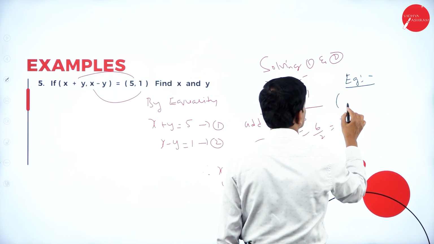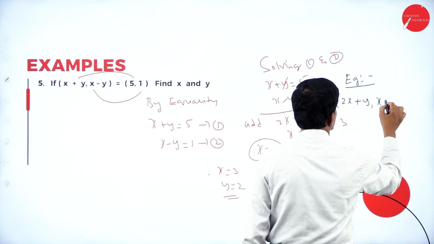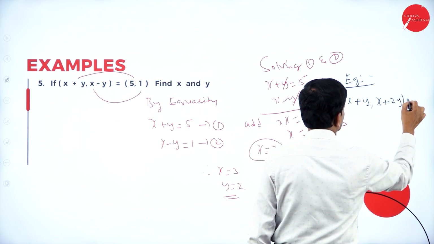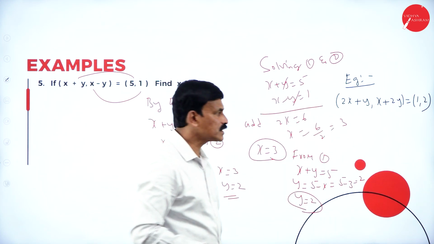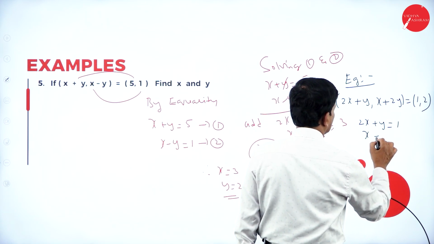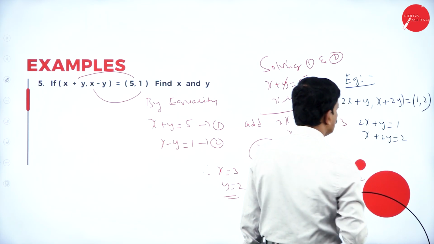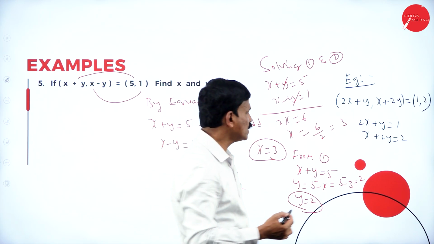Suppose (2x + y, x + 2y) = (1, 2). Now, how to find the value of x and y? Equate them: 2x + y = 1 and x + 2y = 2. These are two linear equations. How to solve these linear equations?